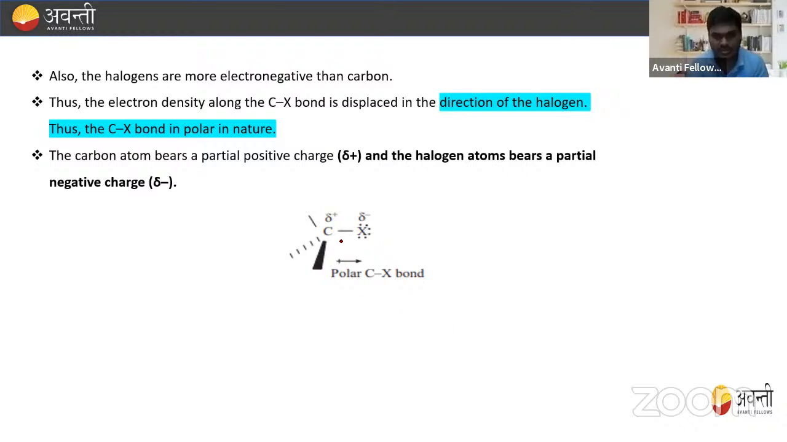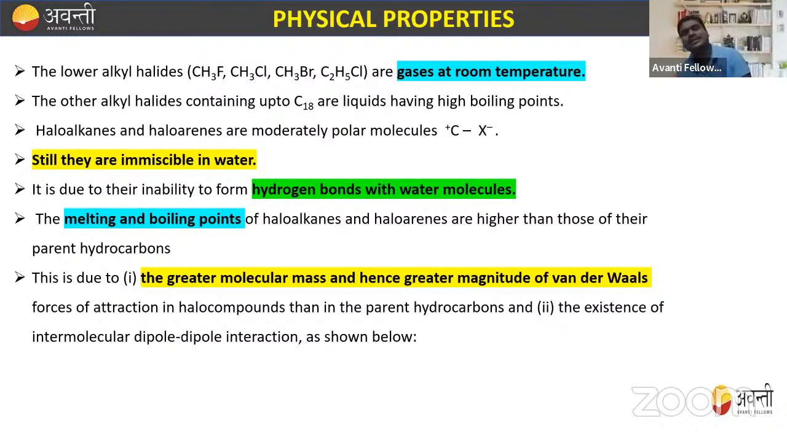So this is the polar C-X bond, right? So polarity is induced. Someone asked how polarity is introduced between the carbon and halogen bond. We know that halogen is an electron withdrawing group. Halogen is a highly electronegative element, so it tends to shift the electron towards itself, in the direction of the halogen, right? The C-X bond is polar in nature because due to this, the carbon acquires a partial positive charge and the halogen acquires a partial negative charge. Right? Okay.